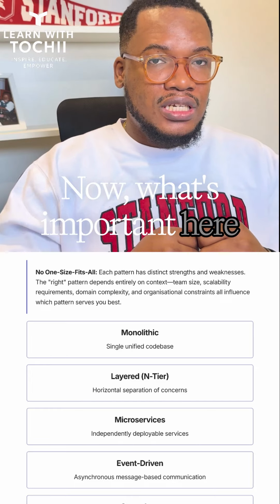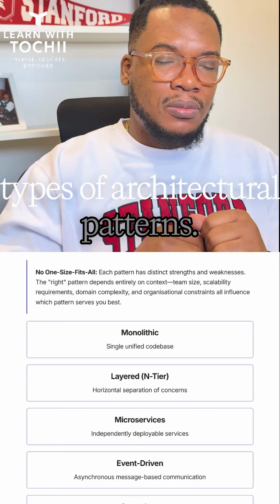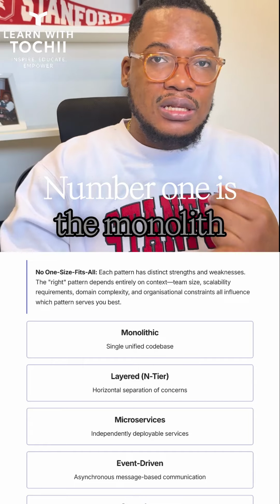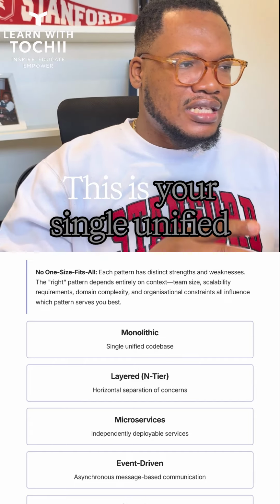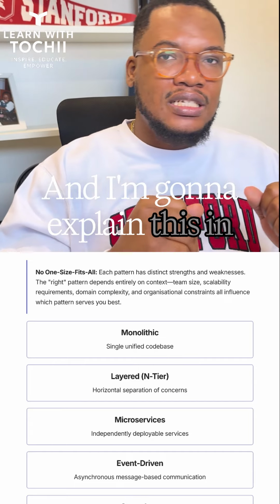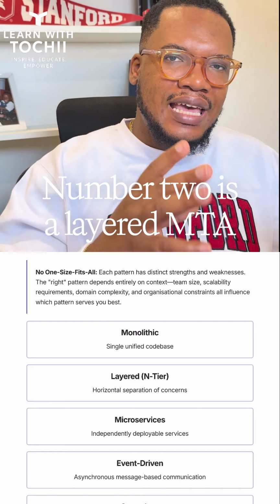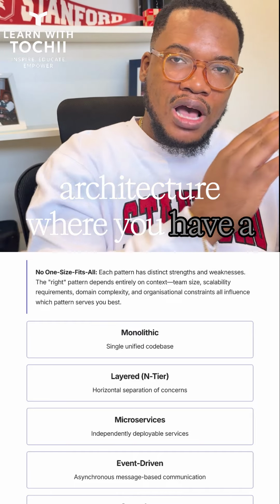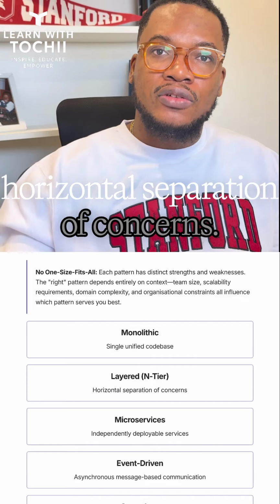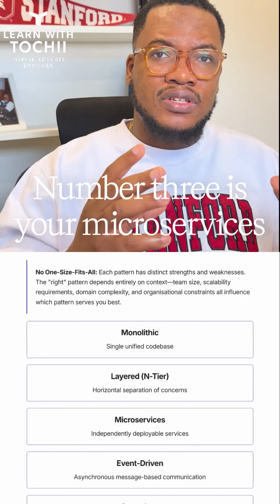Now, what's important here is we're going to be discussing 5 major types of architectural patterns. Number one is the monolith architecture. This is your single unified code base, right? And I'm going to explain this down the line. Number two is a layered n-tier architecture where you have a horizontal separation of concerns. Number three is your microservices architecture.